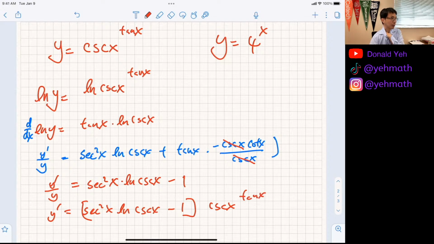So that's natural log differentiation. You have to be able to take a derivative using natural log differentiation. This is on AP Calc. More, it's actually on Calc 2 in college. Any questions here?